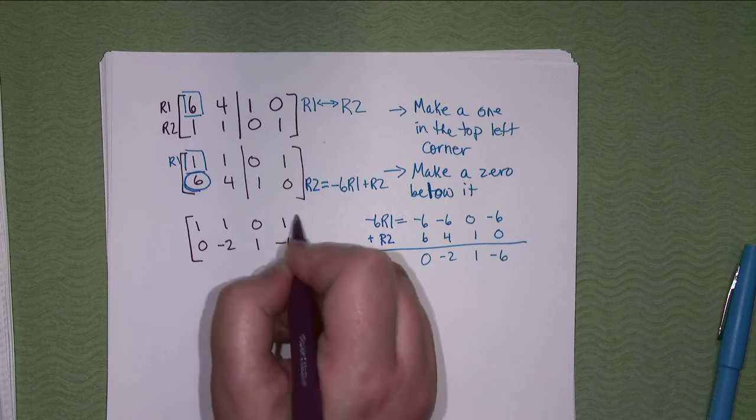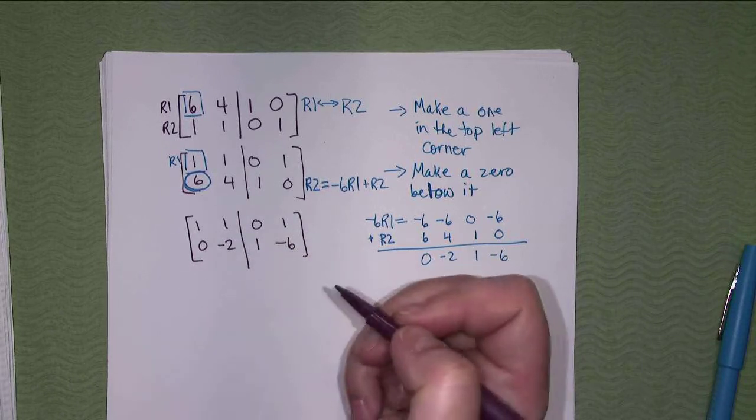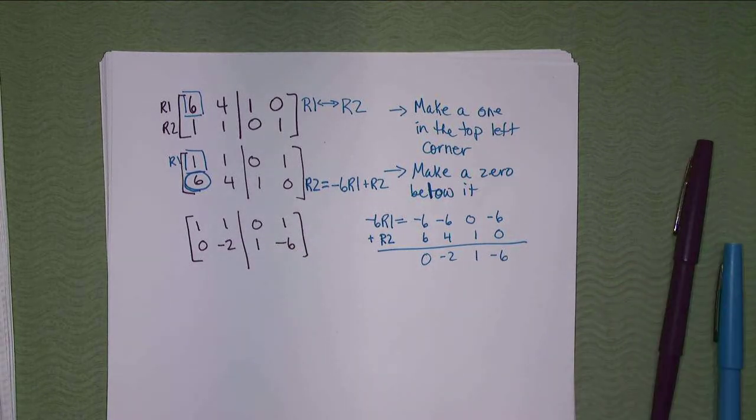Okay, so we've done 2 steps out of 4. You always make the 1 before you make the zeros, because you need the 1 to make the 0. So, where's the next 1 need to go?